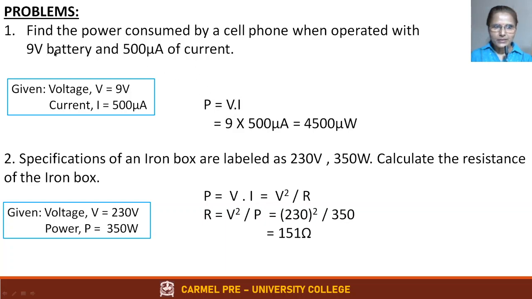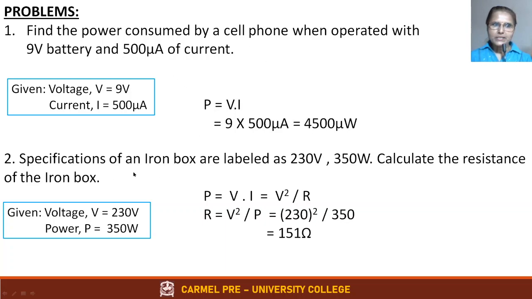V is given as 9, current is given as 500 microamps. So multiply these two. 9 into 500 is 4500 microwatts. Units are very important in electronics. We have many units, you have to learn them all. Power is in watts, right? So you have to write 4500 microwatts. If you write this, it is for a 2 marks question.